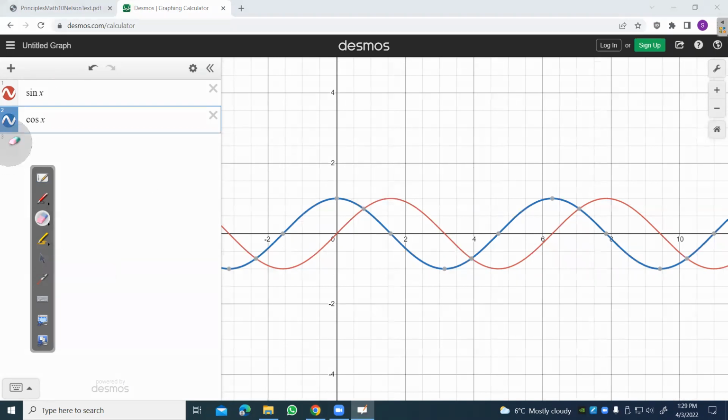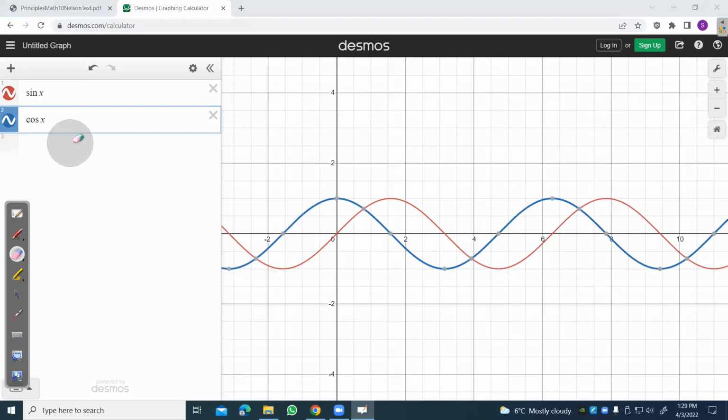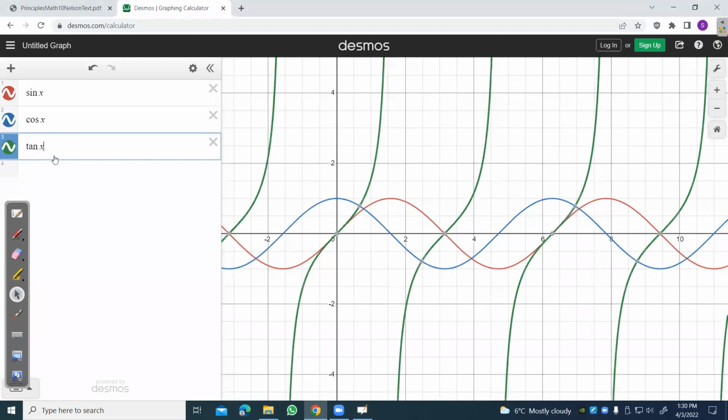Now the question is, what does tan x look like? Is it similar to that? No, it's not. It's completely different. I'll show you what it looks like because there was no possible way of imagining this. Tan x is that one, the one in green.